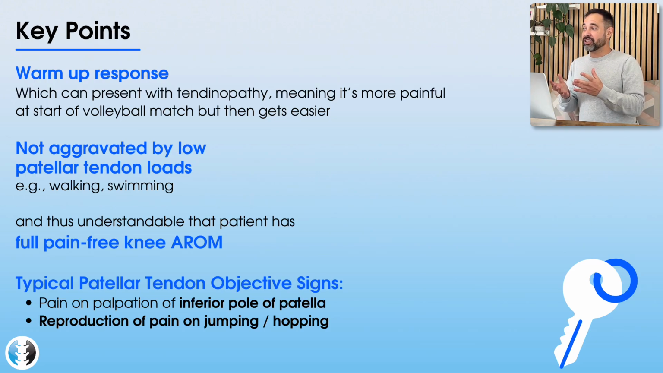Also, the fact that this patient's symptoms were pain-free on range of movement of the knee. This is another differential point that is common for patellar tendinopathy, but that we don't expect so much with other injuries, and therefore that really helped us rule out other particular conditions. And finally, the hallmark signs of patellar tendinopathy: pain on palpation of the inferior pole of the patella, which is where that tendon originates from. And as we said, reproduction of pain on those special functional tests of jumping and hopping, which are really going to put the loads through that tendon, and therefore no surprise that it's painful.